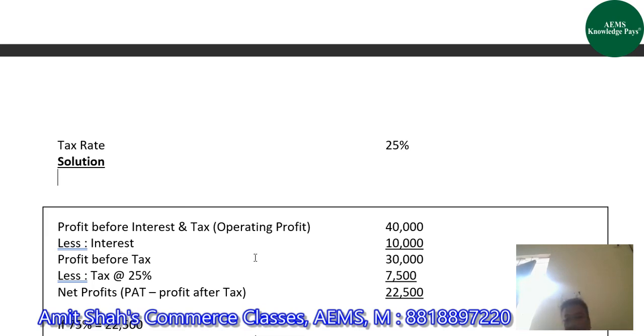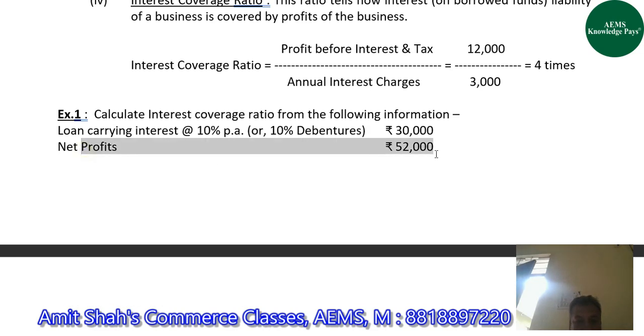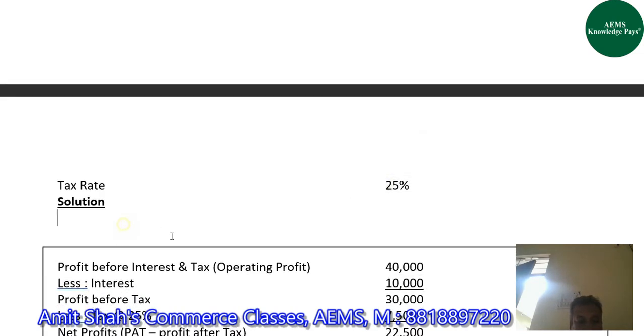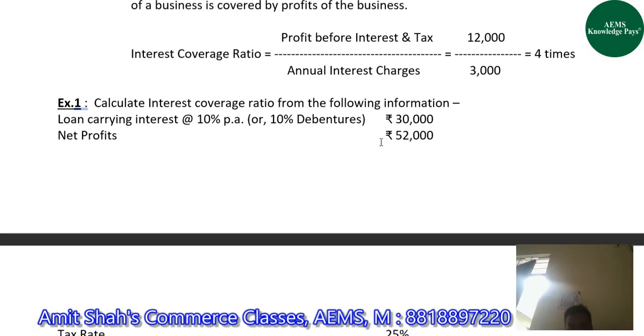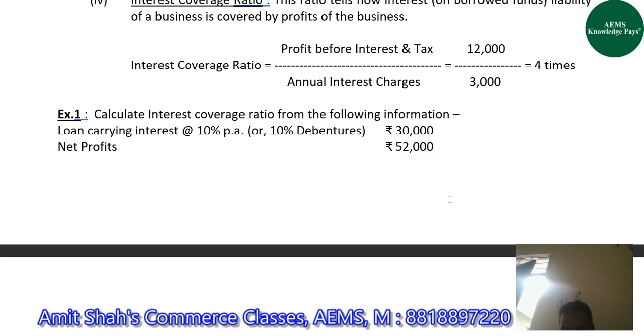So guys, here we have been given the net profit as 52,000 and tax rate is 25%. So profit before tax would be how much? 52,000 divided by 75 into 100. Am I clear? The same thing what I did there. Okay, guys, I am making it 51,000 for easy calculation because otherwise the answer will come in decimal. So please make it 51 instead of 52 in the example.